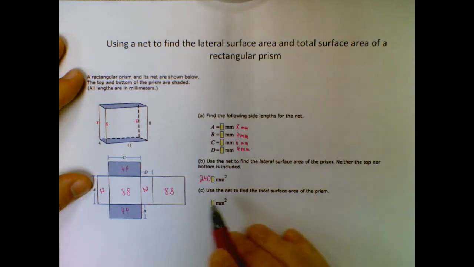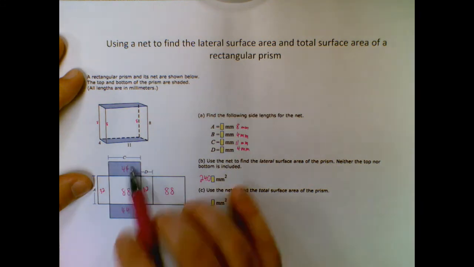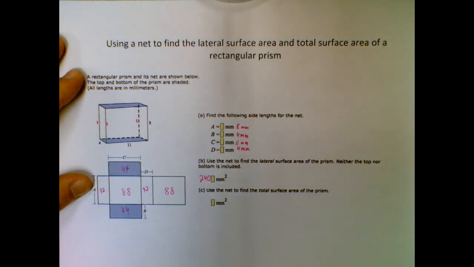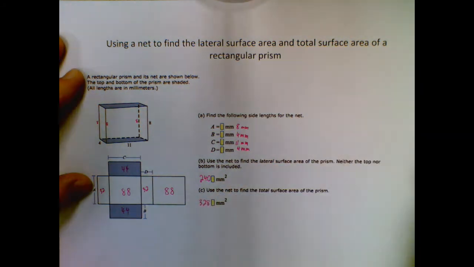And then use the net to find the total surface area. So I'm just going to take that total and add in my other 44s. Okay. Which lands me at 328 millimeters squared.